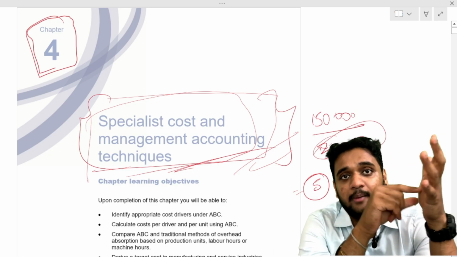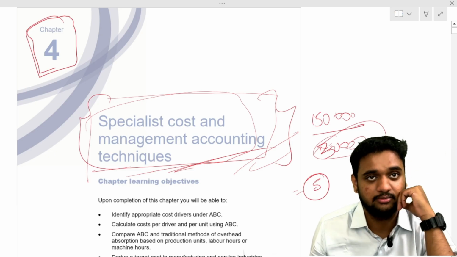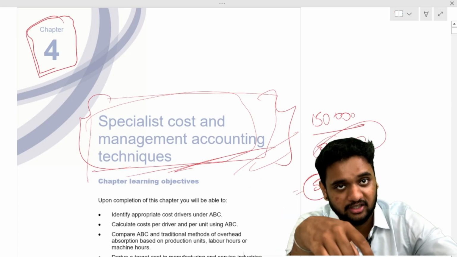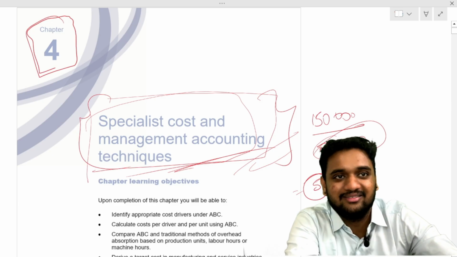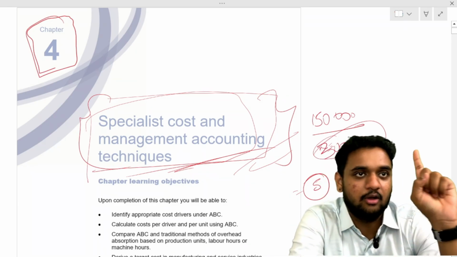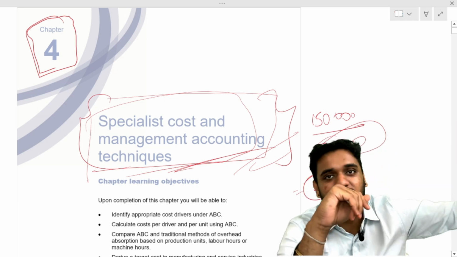OAR, overhead absorption rate. What is seen now is called ABC costing. Earlier they used to call it absorption costing. In absorption costing also you have an overhead absorption rate, but you have only one, for one cost driver, one cost pool. But here you'll have various overhead absorption rates because you have various cost pools and various cost drivers.